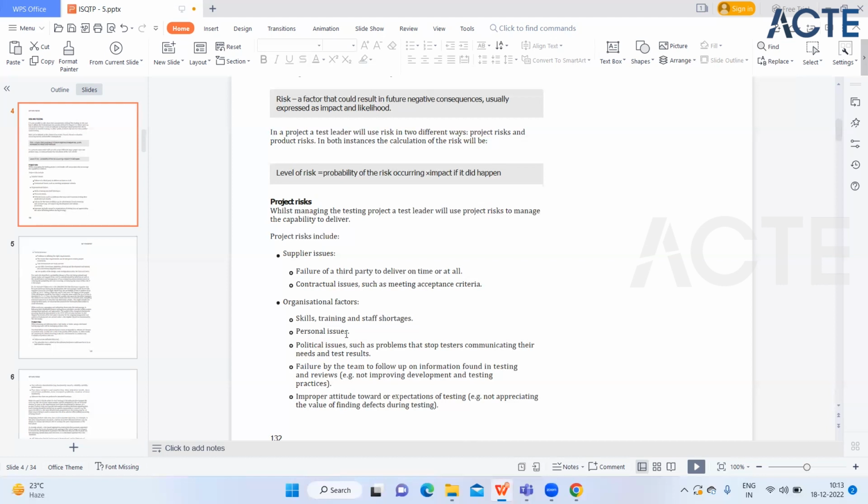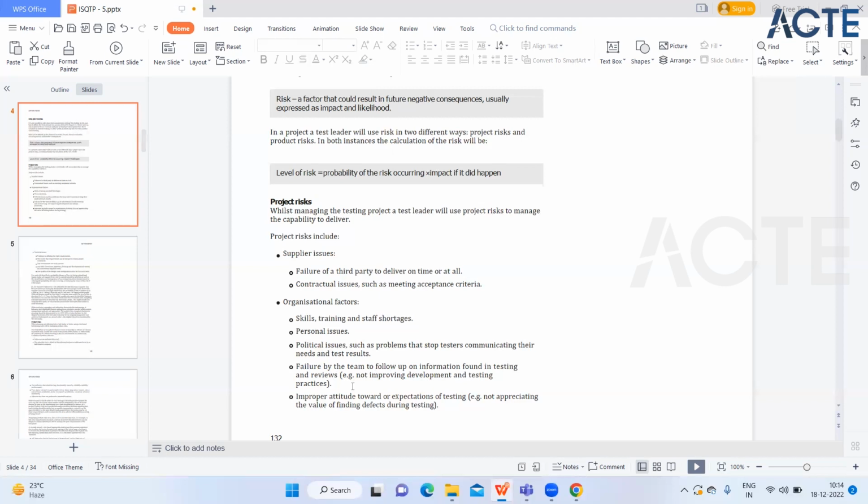Now, personal issues: maybe some members are not available because of personal issues. Political issues, such as problems that stop testers communicating their needs and test results. So maybe in some organizations, in a team, people are not communicating in a proper way due to political issues. This will come under the organizational factor. Now, failure by the team to follow up on information found in testing and reviews. So the team is not following up properly. This is also a kind of lack of communication.